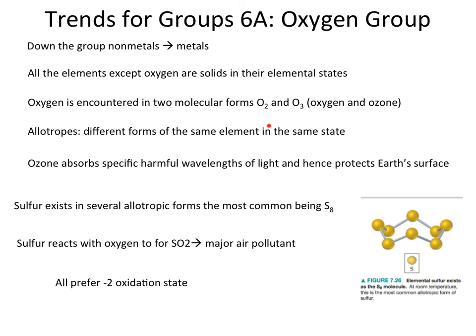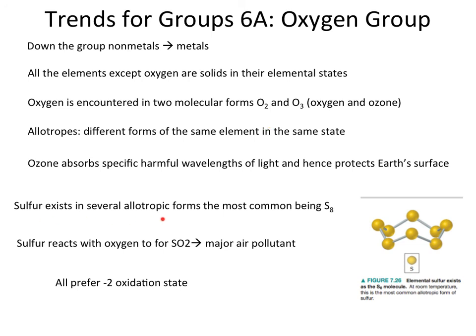Ozone, as you may have heard, the ozone layer. Ozone absorbs specific harmful wavelengths of light and basically protects us on Earth's surface from the harmful rays being emitted by the sun. Oxygen gas, we obviously breathe it. It's used in combustion. There's lots of interaction with oxygen gas that we have.